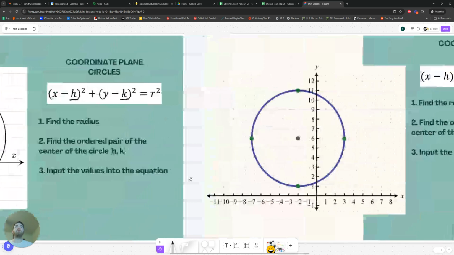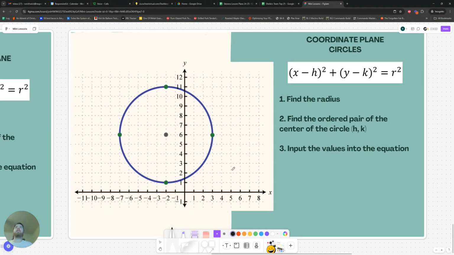So from here, if I pop over here, here's an example. First thing I need to do is find the radius. So center point is right here. To find the radius, I'm just going to go 1, 2, 3, 4, 5. So that right there is going to represent my radius. And then find the ordered pair of the center of the circle. So I need h and I need k. H is going to be my x's, so it looks like it's -2. K is going to be +6. So that's my h and my k.